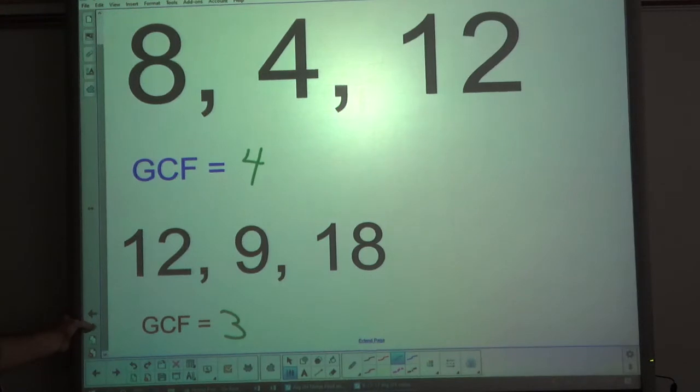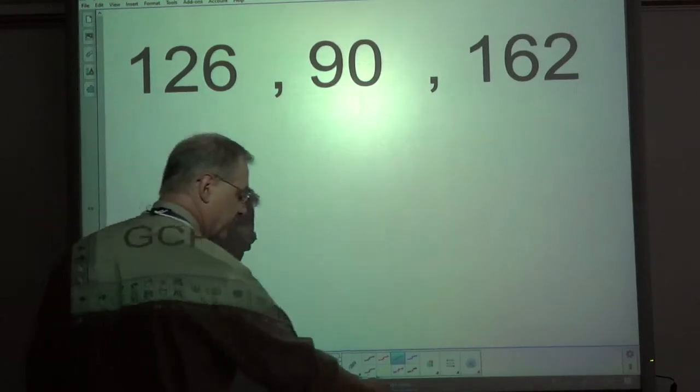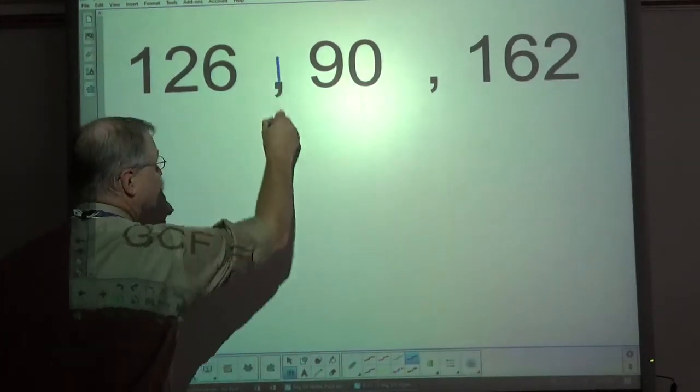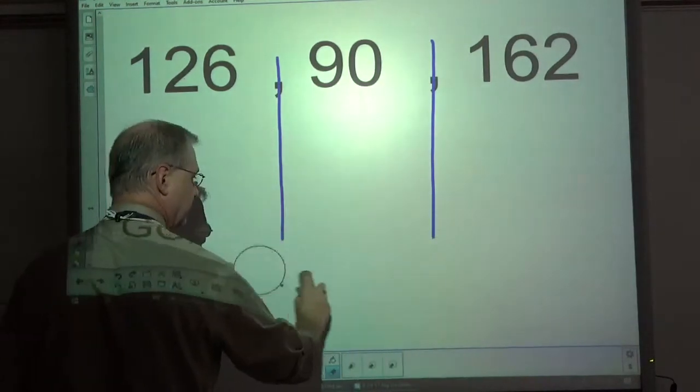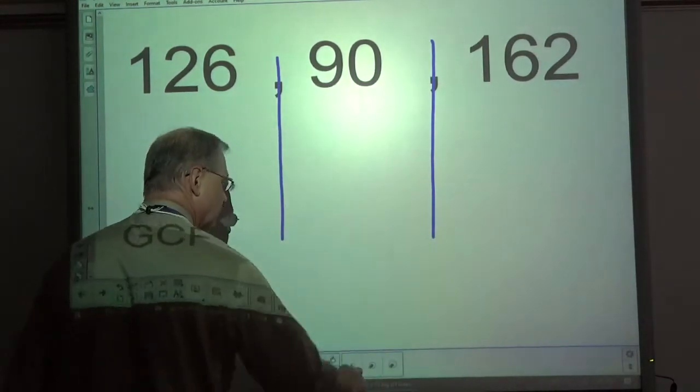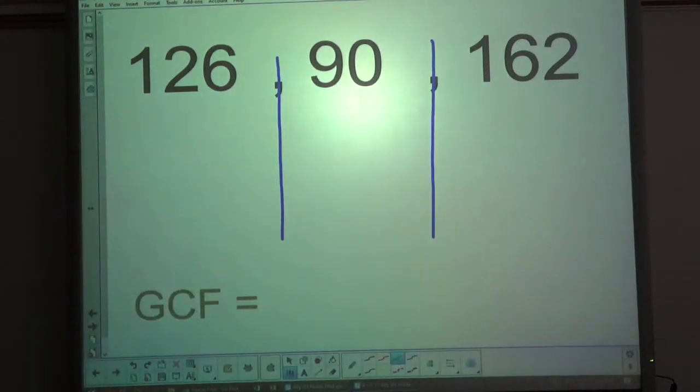Well, those are all easy ones. What happens when you have something like this? It's not easy to, off the top of your head, come up with a value that goes into all 3 of these. So I'm going to separate these. I think I drew that a little long. I'm going to separate these so that it makes it easier for me to determine what's going to go into all of these and have it be the greatest common, not just the common, but a greatest common factor.